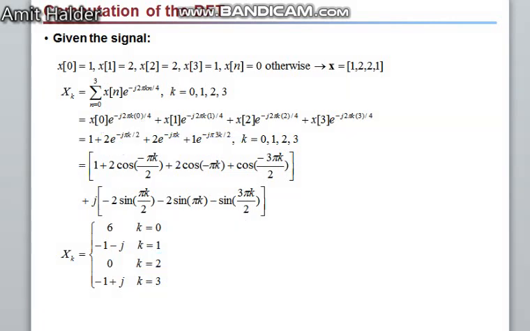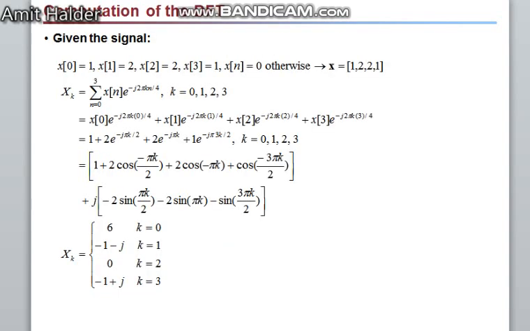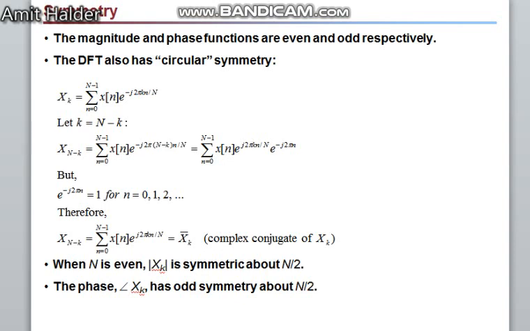Now, what is the symmetry? The symmetry means the magnitude and phase functions are even and odd respectively. So the magnitude can be even and the phase odd, and the DFT also has circular symmetry. What is the even and odd? Just go to this slide and check. There are two complex conjugate numbers here, right? There are two complex conjugate numbers and there are two real numbers. So they have the symmetry. Symmetrical points are there. The poles and zeros lie on the imaginary and real parts.